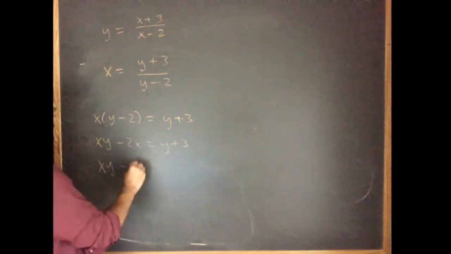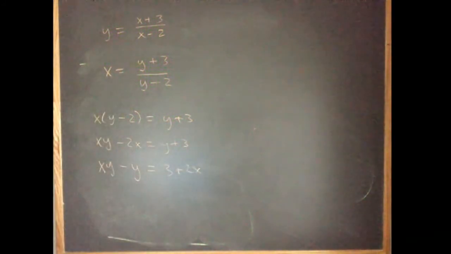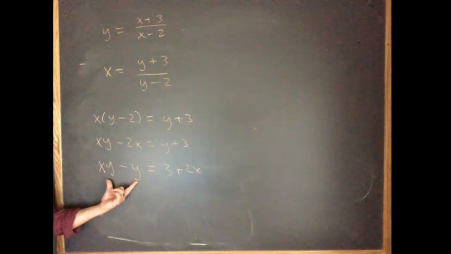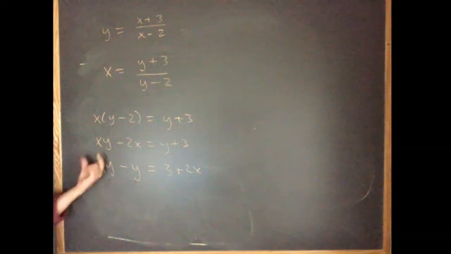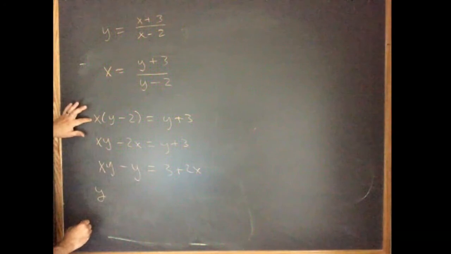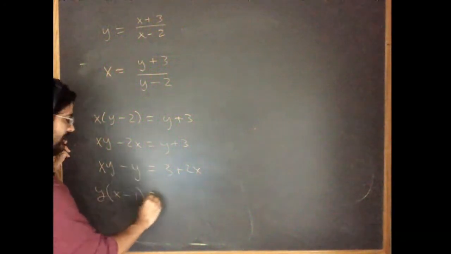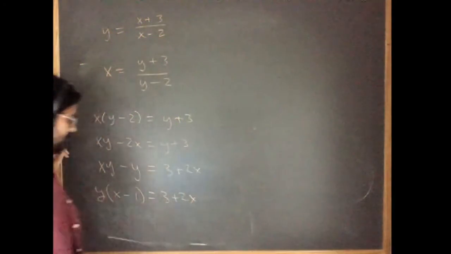So this is xy minus y is equal to 3 plus 2x. So I just added 2x to both sides here and subtracted y from both sides. And that had the net effect of making sure that all of the y's were on this side. And the reason why I want to put all the y's on this side is now I can factor it out, right? I can do this step in reverse. So I factor out that y, and I get y times x minus 1 is equal to 3 plus 2x.